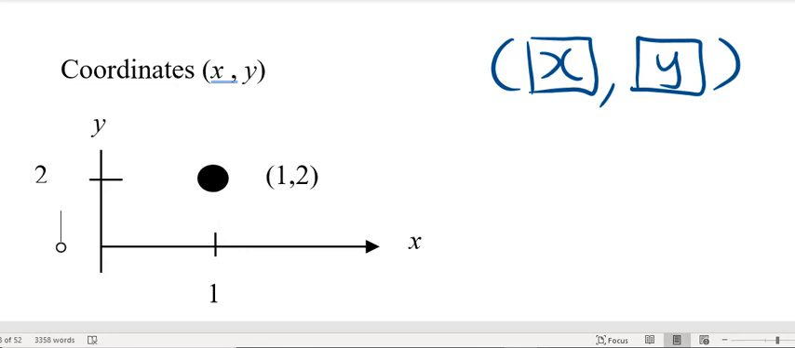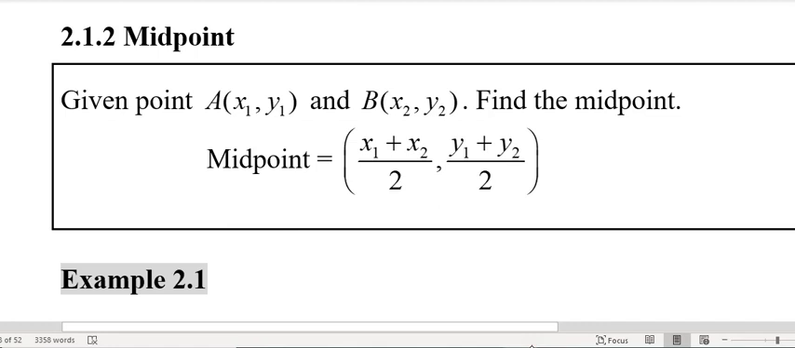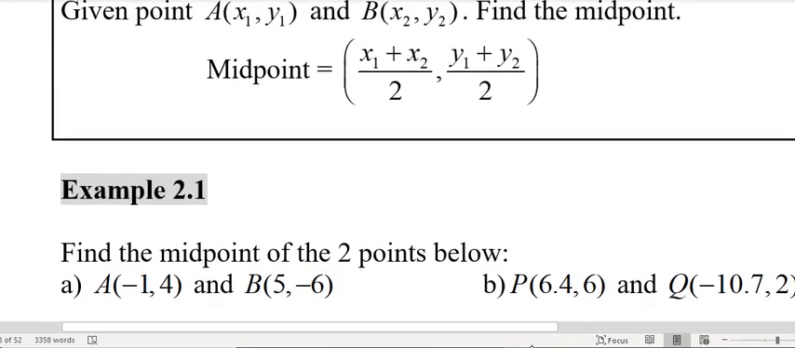Okay, so let us continue. How do you find your midpoint? Midpoint is where you have x1 plus x2 divided by 2, and y1 plus y2 divided by 2, so that will be your midpoint. In other words, midpoint is actually the middle point. I give you an example here: find the midpoint of 2 points below.